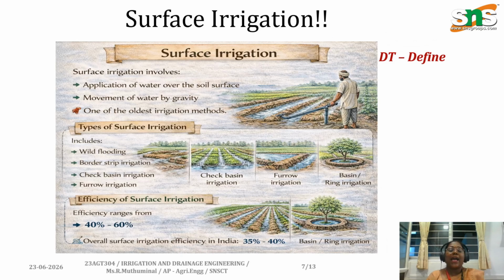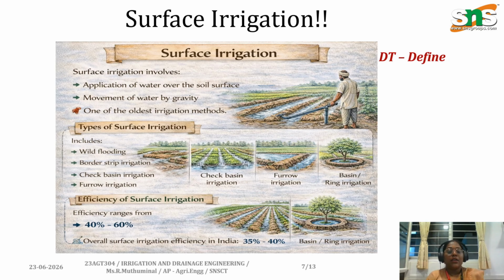The types of surface irrigation include wild flooding, border strip irrigation, check basin irrigation and furrow irrigation. The efficiency ranges throughout 40 to 60 percent. However, the losses due to evaporation, runoff and deep percolation are comparatively high.